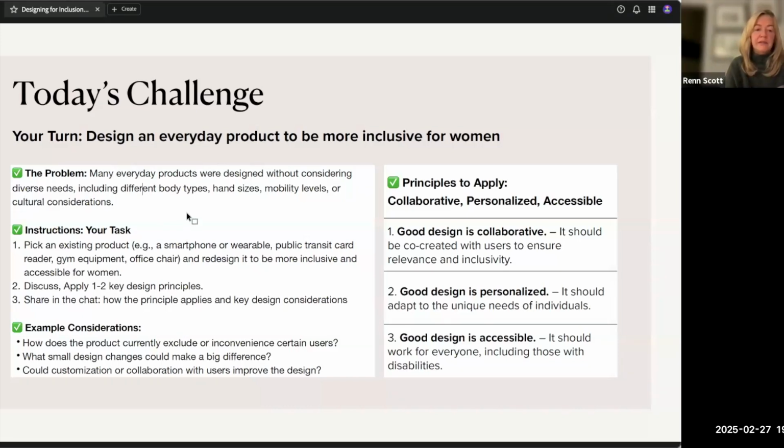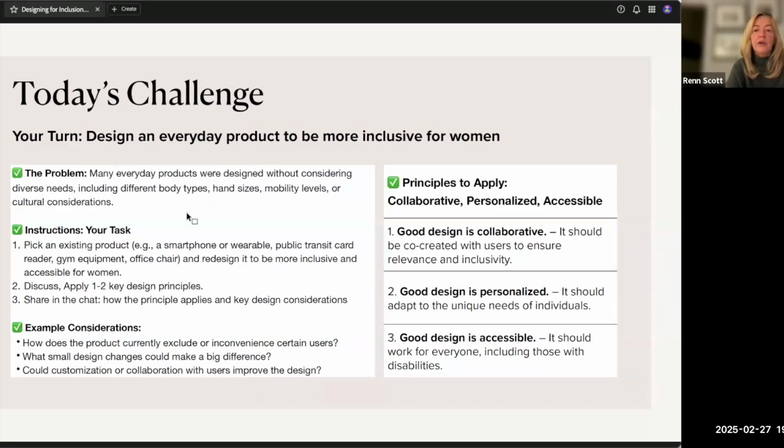So within the group, pick what you think is your favorite, a smartphone or a wearable. Could be a public transit card reader, gym equipment, office chair, giving some low-hanging fruit examples that we all can likely go, hey, yeah, I think that can be a better design. Think about how you may be able to design it to be more inclusive and accessible.